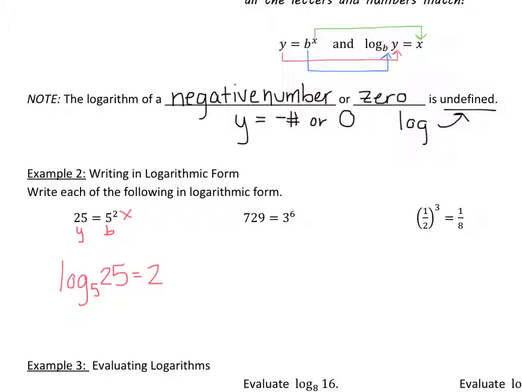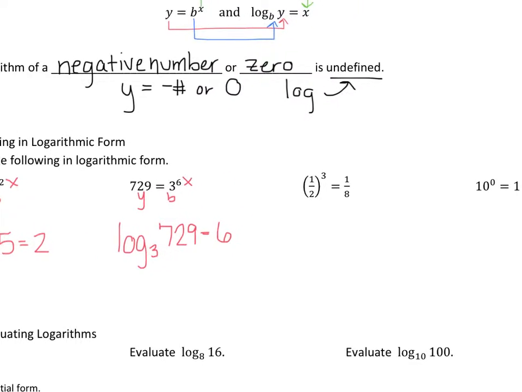Let's try the next one. This is y, b, and x. So log base b, so log base 3 of y, so 729, equals x, which is 6.